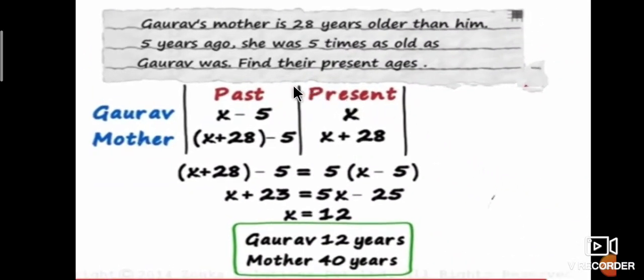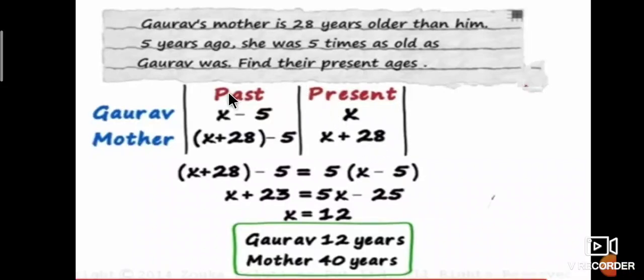Okay, next are the verbal problems on linear equations. Kaurav's mother's age is 28 years older than him. 5 years ago, she was 5 times as old as Kaurav was. Find their present ages, Kaurav and his mother. Present age of Kaurav is x. The present age of mother is x plus 28.